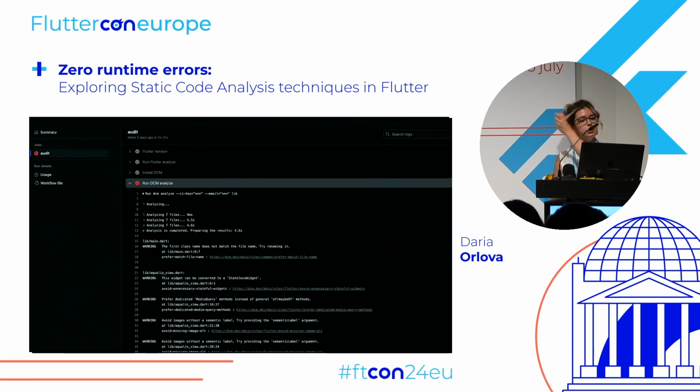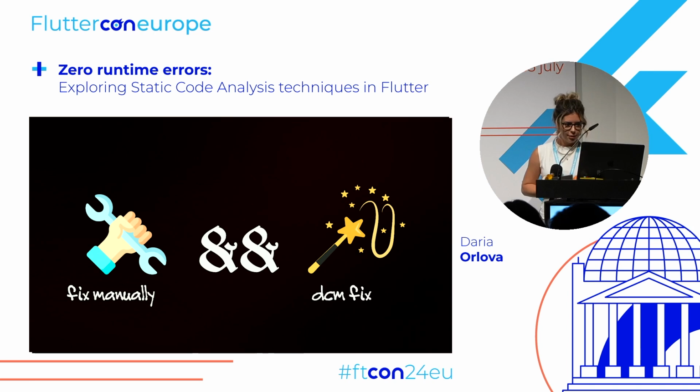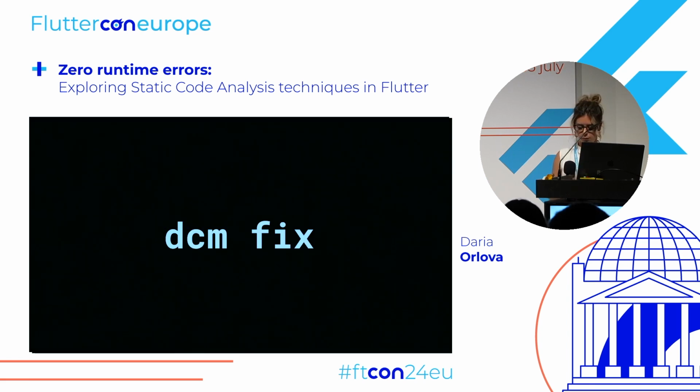In a similar way, we can see the report in the audit flow details. The step has failed because we have issues. Who doesn't? Some of the lints in DCM have batch fixes enabled for them, the same as Dart fixes. So alongside manual fixes, you can also use DCM fix in the CLI.